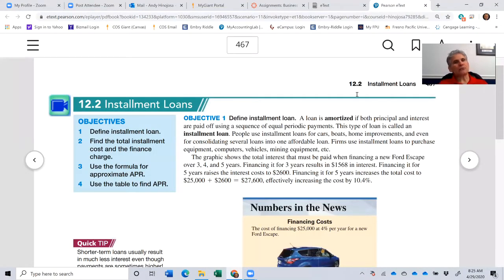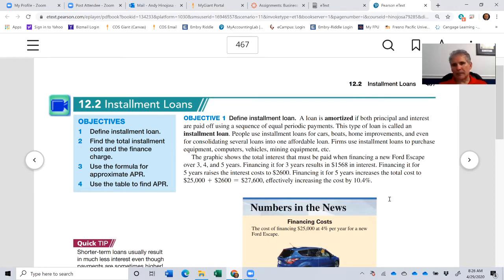Okay, so moving on to 12.2, installment loans. We're going to define installment loan consistent with the textbook. A loan is amortized if both principal and interest are paid off using a sequence of equal periodic payments. This type of loan is called an installment loan.